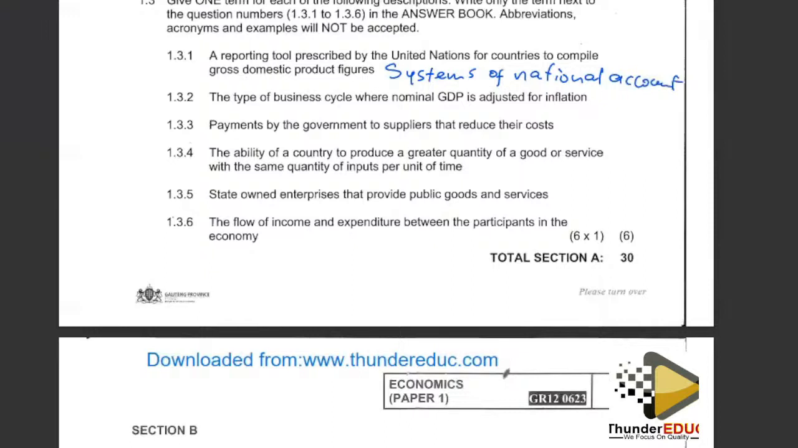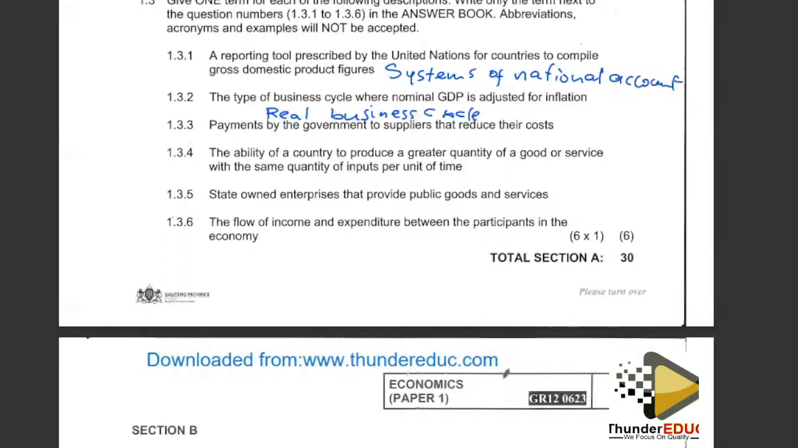Okay, right, great talks. So now let's move on to the next question, which is 1.3.2. 1.3.2 reads as follows: the type of business cycle where nominal GDP is adjusted for inflation. So now, if nominal GDP is adjusted for inflation. Nominal, we check the current one. So the moment inflation is being adjusted, it means that calls for the real what? The real GDP. So meaning in this regard, we are going to have a real business cycle.